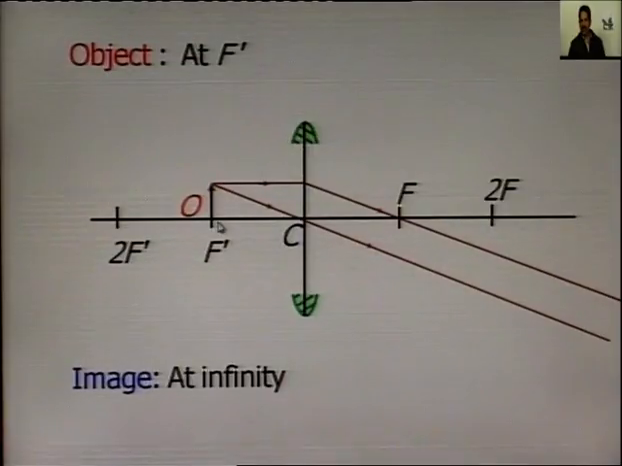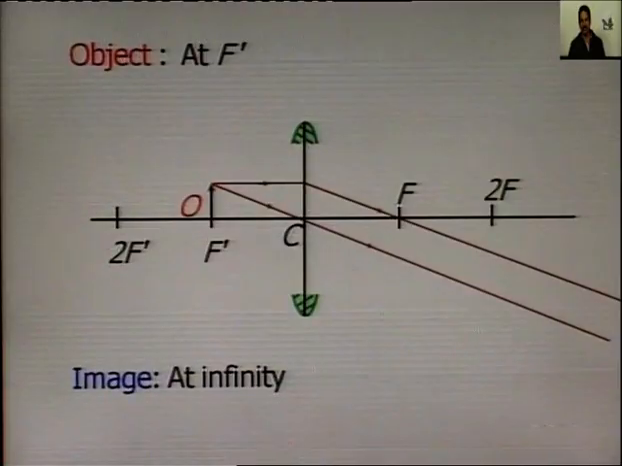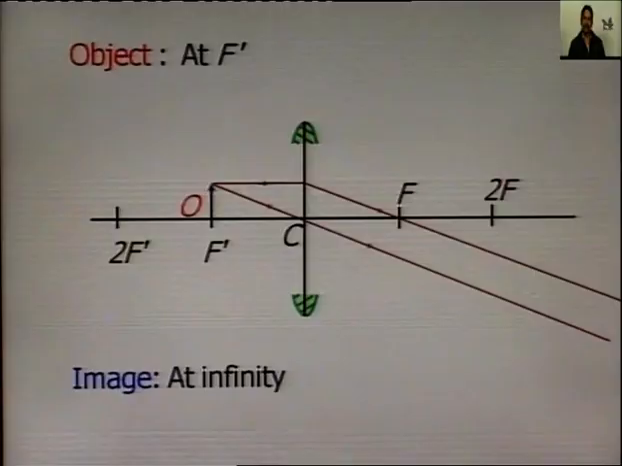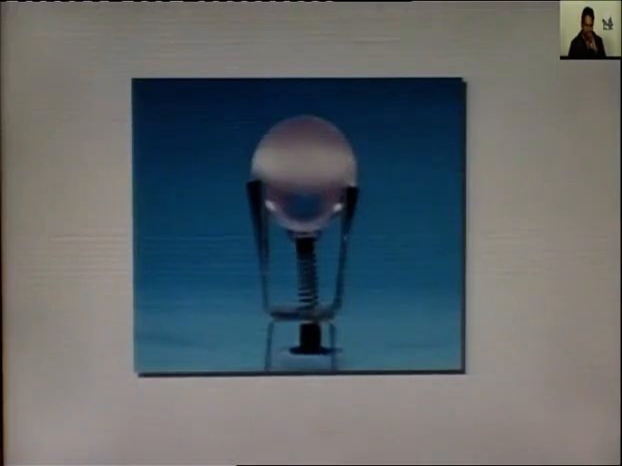As we previously discussed, when the object is at infinity, the image is formed at f. When the object is at f, the image is formed at infinity. So, this is the example of the object being placed at the focal point of the lens, and you can see that there is no image visible from this side.